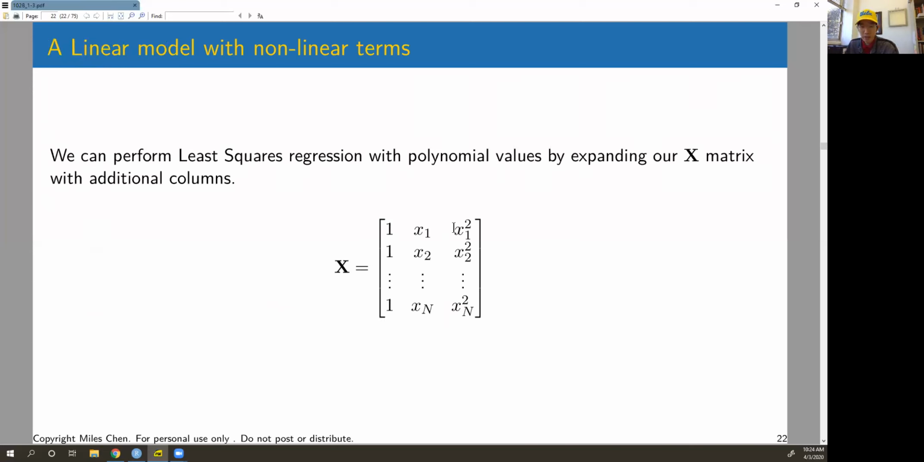And here I'm going to expand my X matrix by adding a third column to it. Before I had a column of 1s and a column of X's, and now I'm going to add a column of X squared values. So now we basically have polynomial regression. I'm just adding a column of X squared values. So X is now n by 3. I've got n rows and now 3 columns.